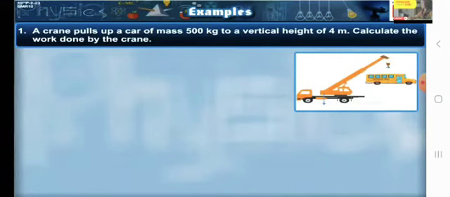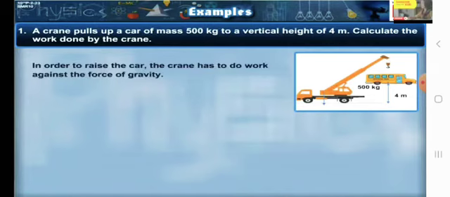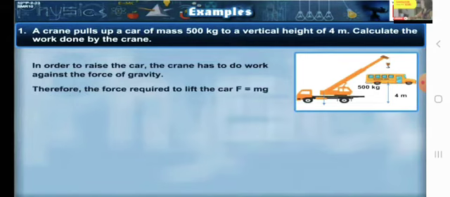Examples. 1. A crane pulls up a car of mass 500 kg to a vertical height of 4 meters. Calculate the work done by the crane. In order to raise the car, the crane has to do work against the force of gravity. Therefore, the force required to lift the car, F, is equal to mg. Let's substitute the values. F is equal to 500 into 9.8, which equals 4,900 Newton.